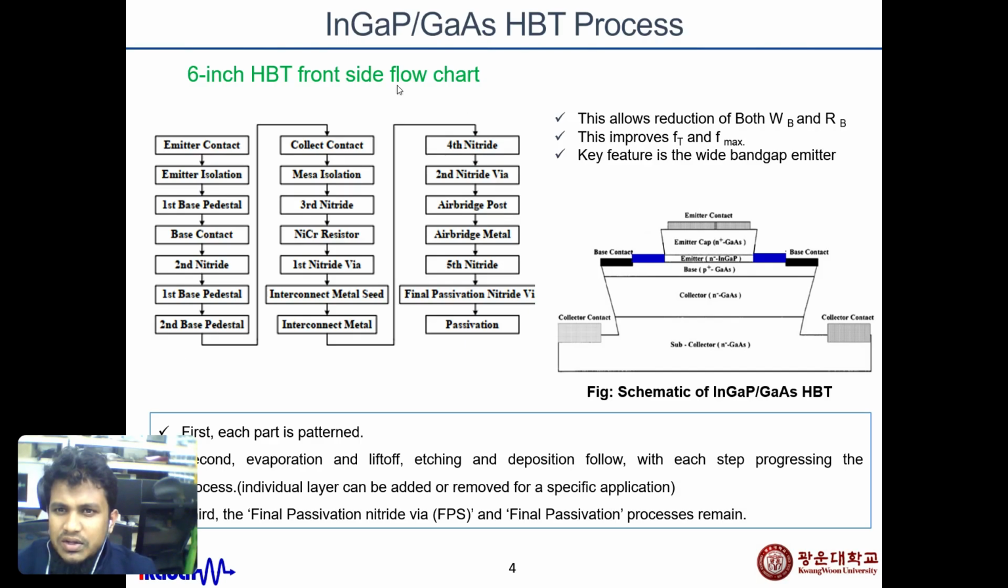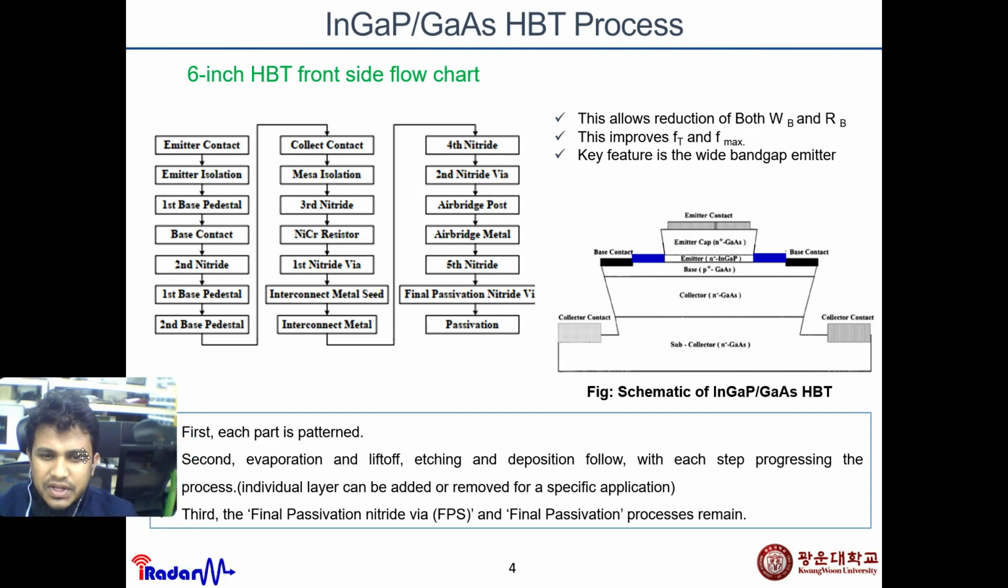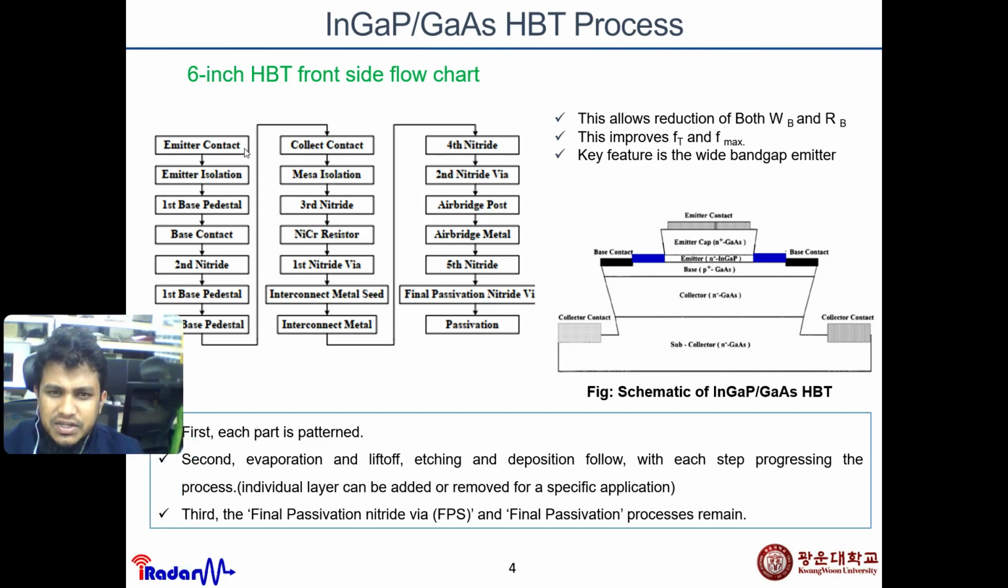So, the indium gallium phosphate and gallium arsenide HBT process. Here I mention the 6-inch HBT process from the initial stage to the last stage with a flowchart diagram. If we start here, this is emitter contact, emitter isolation, then base contact, second nitride, first base pedestal, then collector, then fourth nitride, and passivation. And this is the schematic layout of indium gallium phosphate and gallium arsenide heterojunction bipolar transistors.